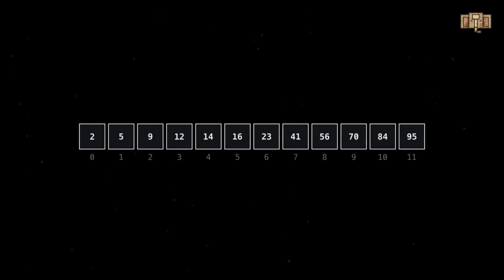Now the very same move on real data. Here is a sorted array, 12 cells from smallest to largest, and we are hunting for 23. Notice the one thing this whole trick rests on. The array is sorted. Order is the price of admission. It is the only reason a single glance at the middle can tell you which half to throw away. Shuffle the cells, and the magic dies instantly.